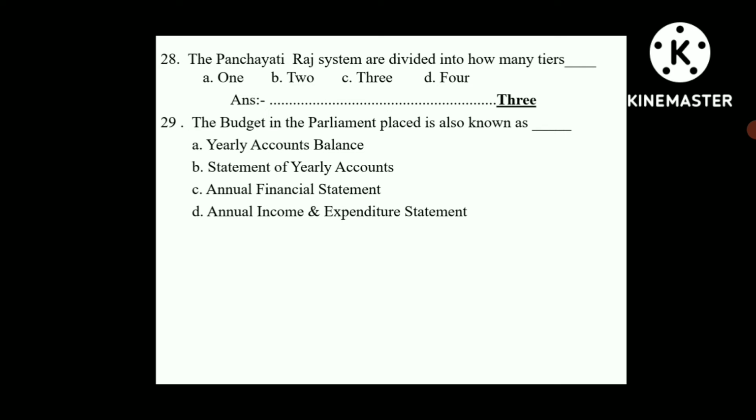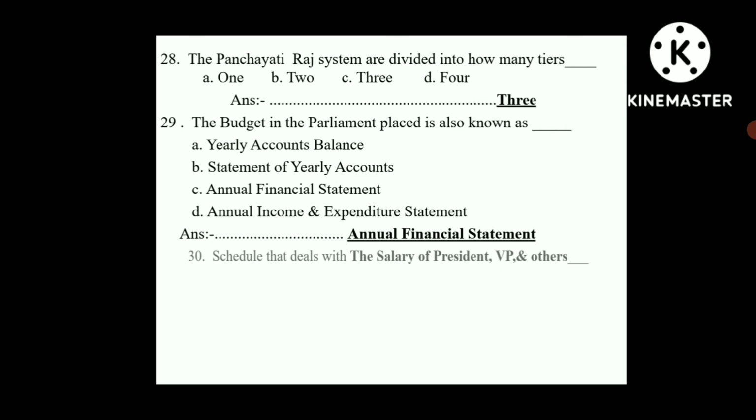The budget in the parliamentary system, or in parliament, is also known as yearly accounts balance, statement of yearly accounts, annual financial statement, or annual income and expenditure statement. Kindly remember, budget is also known as the annual financial statement. It is annual financial statement, the budget.